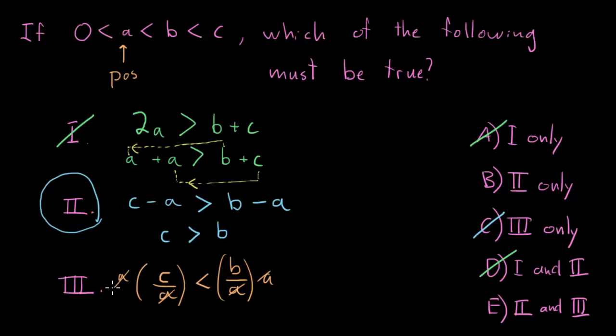But here we've got rid of our a's. We're left with c less than b. So based on this, must it be true that c is less than b? Well, no. We're told that c is greater than b. So this in fact must be false. This is not something that must be true. So Roman numeral 3 is gone, and therefore answer choice E is gone, and therefore we click B and get our points.